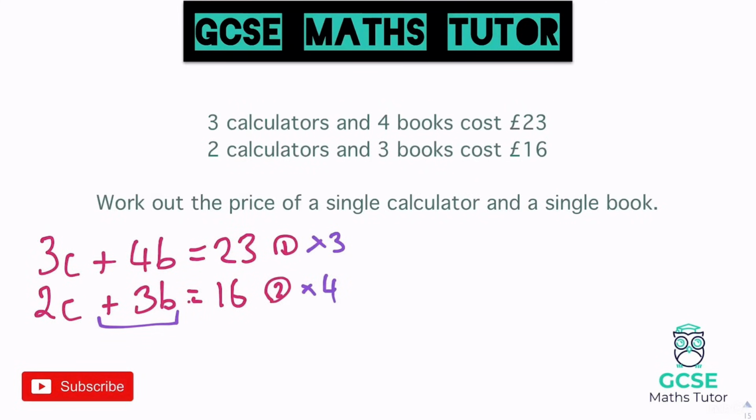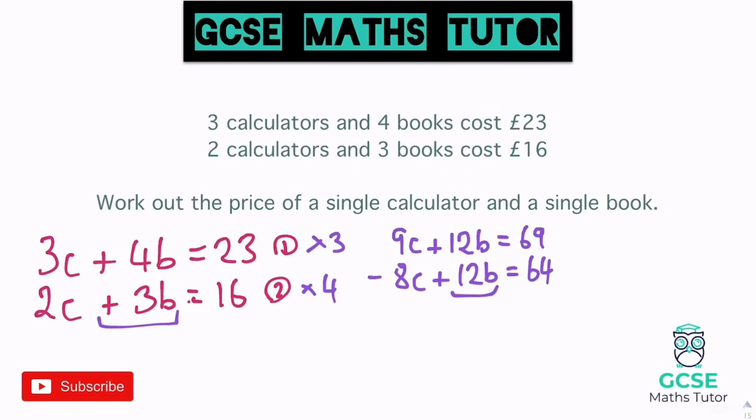Okay, so timesing the top one by 3, we get 9c plus 12b, and 23 times 3 is 69. Onto the one below, timesing them by 4, we have 8c plus 12b, and 16 times 4 is 64. Okay, so looking at these symbols, the signs are the same, they're both a plus, so the way to eliminate this 12b is to subtract these away from each other. So I'm going to do the bigger one on top, take away the smaller one on the bottom. So 9c, take away 8c, leaves us with 1c.